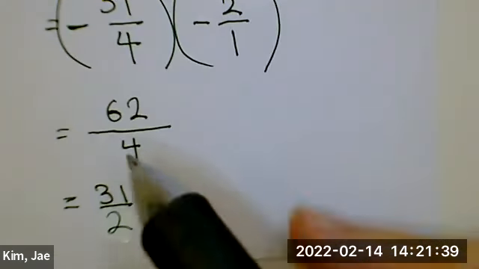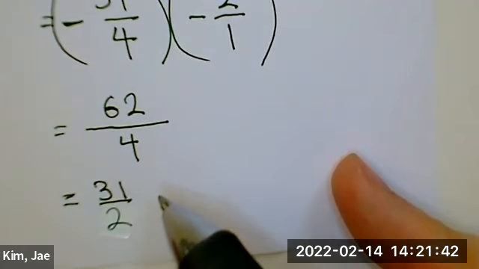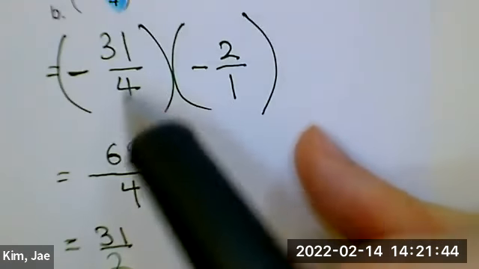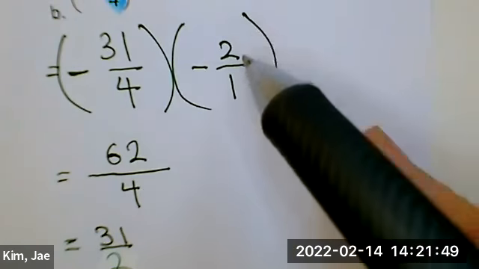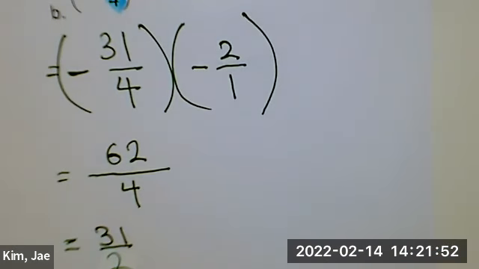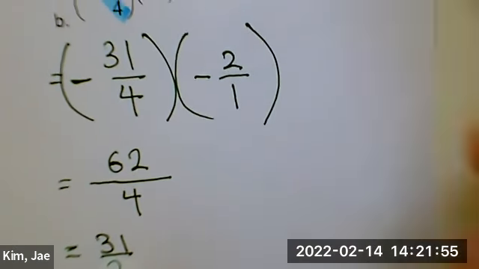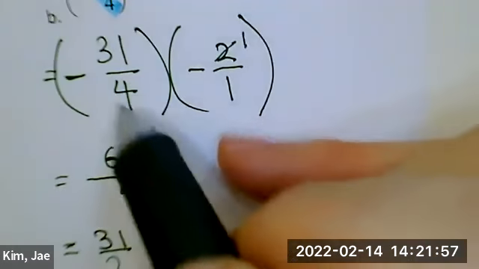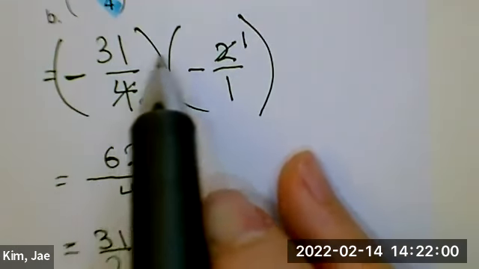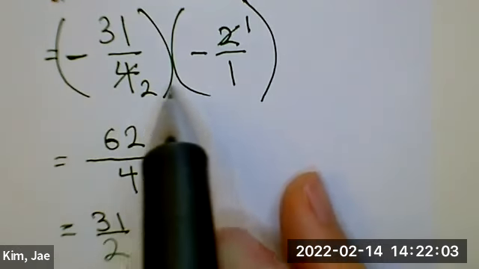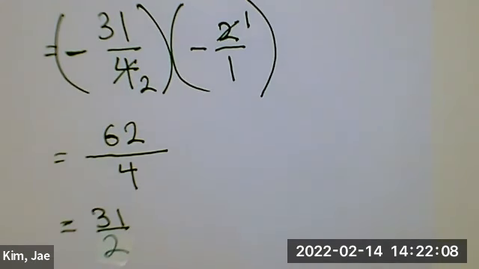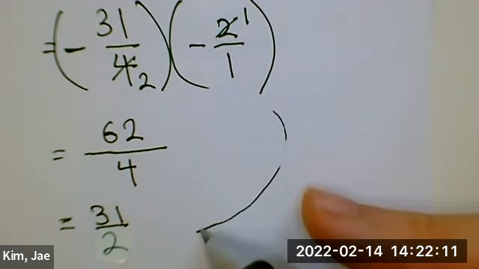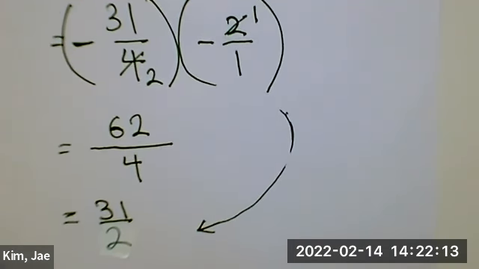Now, instead of going this route, you can reduce it first. I have a 4 in the denominator and a 2 in the numerator. I can divide both numerator and denominator by 2. 2 divided by 2 is 1. 4 divided by 2 is 2. So multiply across, 31. Multiply across, 2. They are one and the same. Whatever works. You can choose.